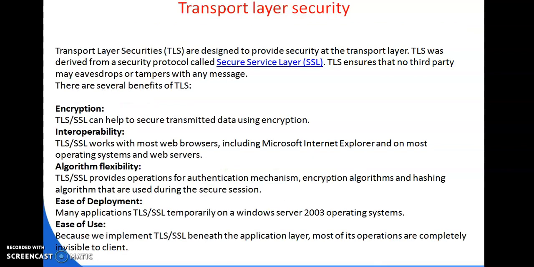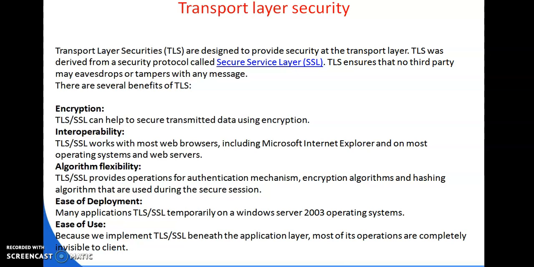Next is Transport Layer Security. Transport Layer Security is designed to provide security at the transport layer. TLS was derived from a security protocol called SSL, Secure Socket Layer, and TLS ensures that no third party may tamper with any message. There are several benefits of TLS. Let's look at what the benefits of TLS are.